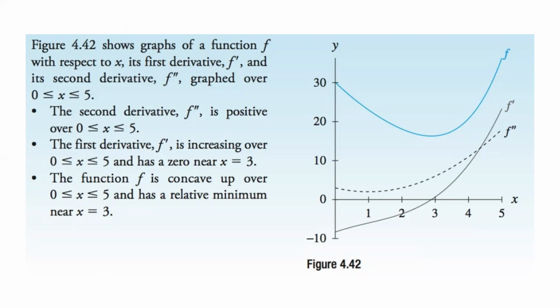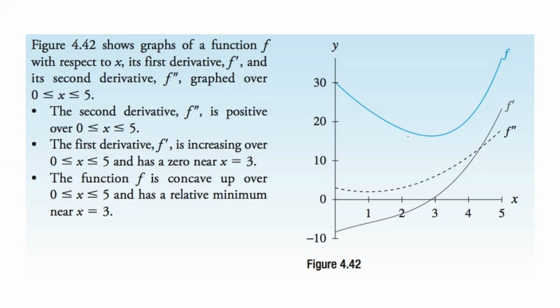All right, so here are some graphs to represent some different things. We have our function, we have our derivative, and we have our second derivative. What it shows is our second derivative is positive for that whole 0 to 5 interval. Because of that, our first derivative is increasing over that whole interval as well. And our original function is concave up and has a relative minimum.